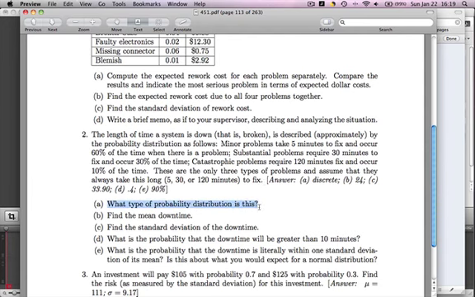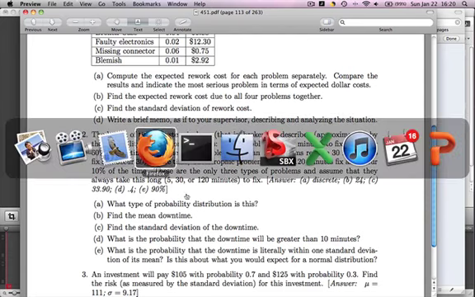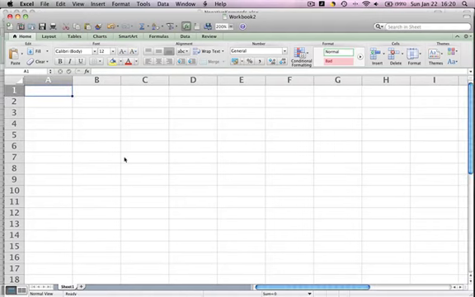That happens to be the answer to part A. Let's read ahead. We need to find the mean, the standard deviation, and then some probabilities about this thing. Whenever you need to find the mean and standard deviation of a discrete random variable, use Ed's table. So let's go over to Excel, and we're going to make Ed's table.